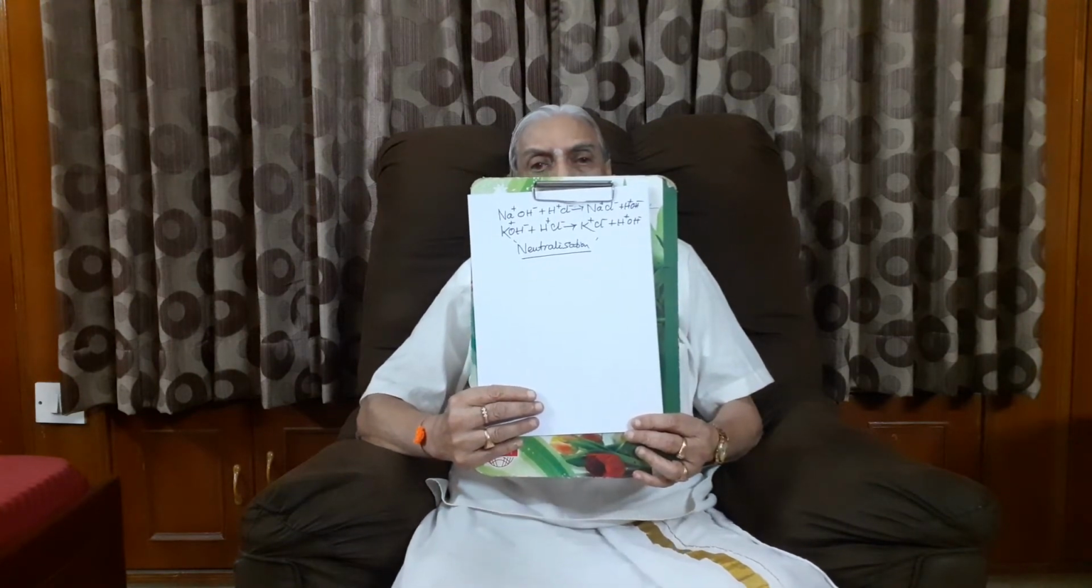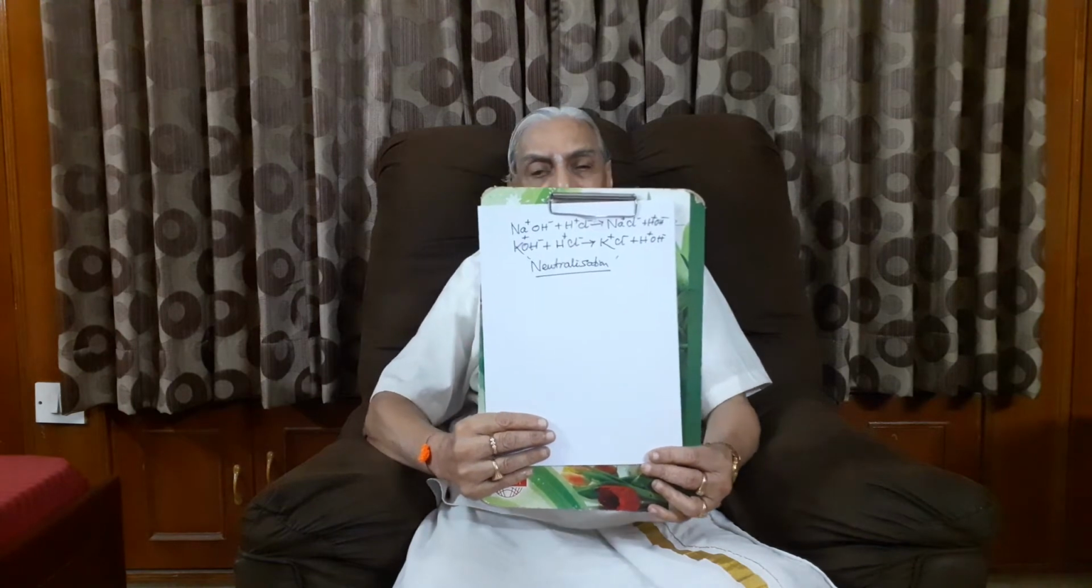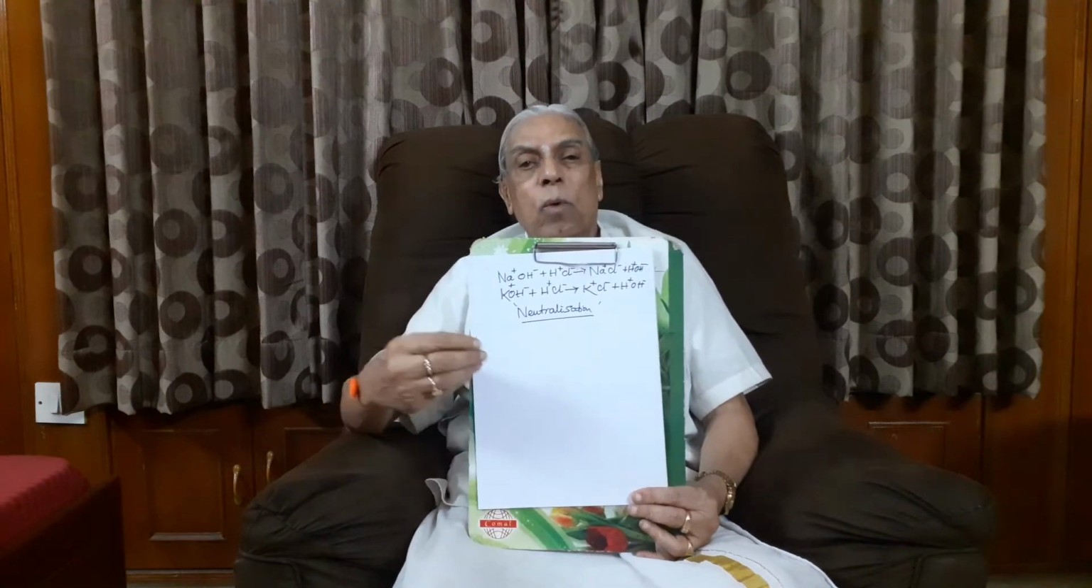And when this is added to hydrochloric acid, what happens? Hydrochloric acid solution already contains H plus ions and Cl minus ions. Na plus ions, OH minus ions, plus H plus ions, Cl minus ions. Once again, exchange of ions takes place there to form Na plus ions and Cl minus ions, that is the salt, sodium chloride, and H plus ions, OH minus ions, which means water.